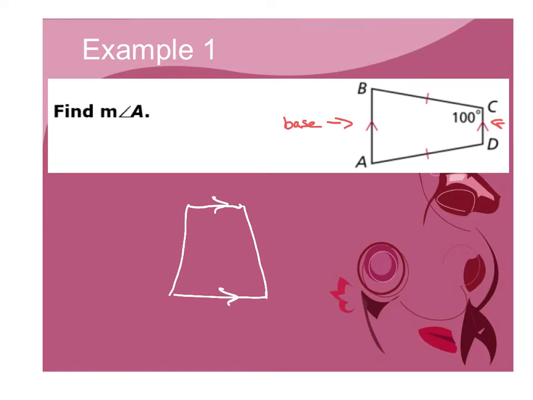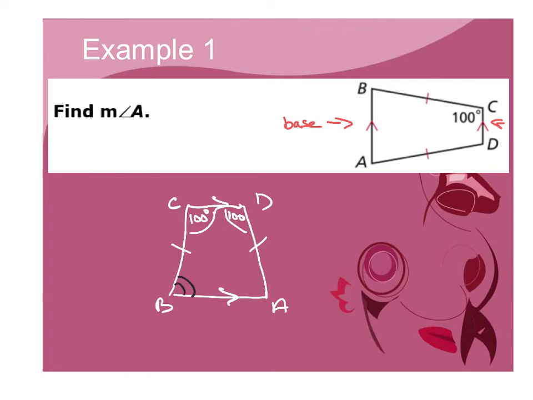Let me add in the letters here: C, D, B, A. And this one up here was 100 degrees. Because it's a trapezoid, and these have congruency marks here, I know my base angles are going to be congruent. So I know this one's congruent to this, so this would be 100.